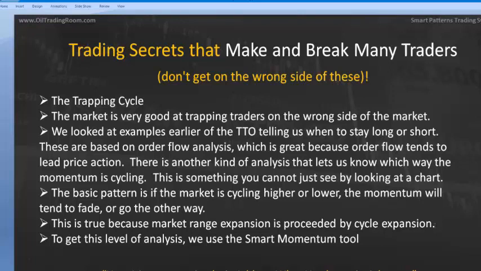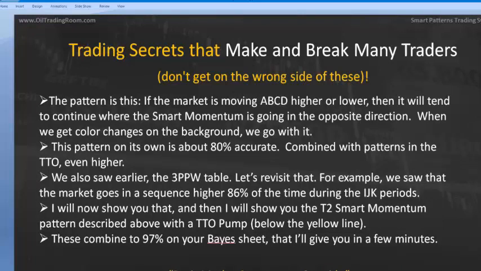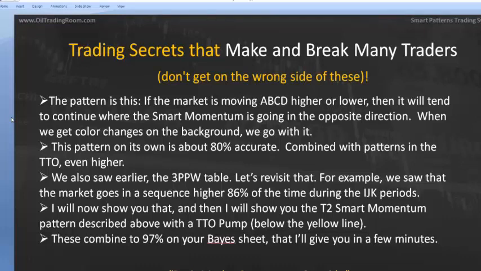So to get to this level of analysis, we use the Smart Momentum tool, and that also helps us to know in advance. Like I said, if the market's going A, B, C, D higher, we're just going to use a higher example, just to keep it simple. The market will tend to continue when the smart momentum is going in the opposite direction. And then you'll get a color change on the background of the chart, and then you go with it. That pattern on its own, without any other considerations, is about 80% accurate.